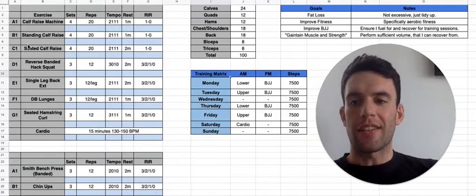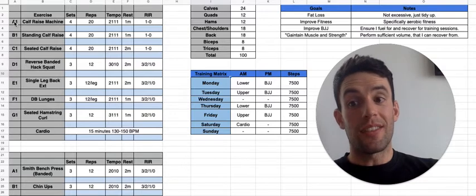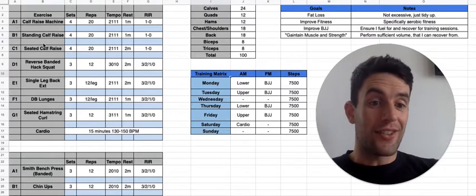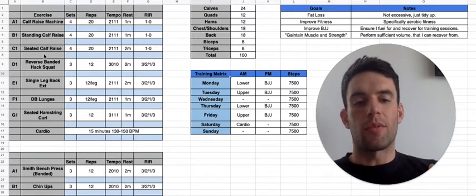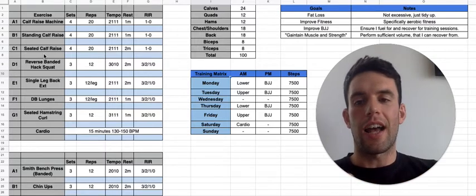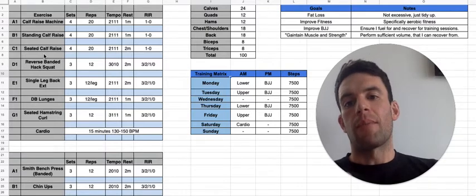So for me, again, as I said, calves, they're just the ones that I want to build. So for me, I'm doing this calf raise machine. There's a calf raise machine in my gym. I'm going to do a standing calf raise. Again, there's a standing calf raise machine in my gym. I'm doing a seated calf raise. There's no seated calf raise machine. So I'm doing either, depending on where I am, how many reps I'm doing, I'll either do dumbbell seated calf raises or calf raises in a Smith machine, just seated. And for these, I'm doing higher rep.